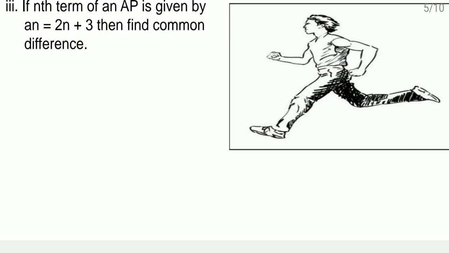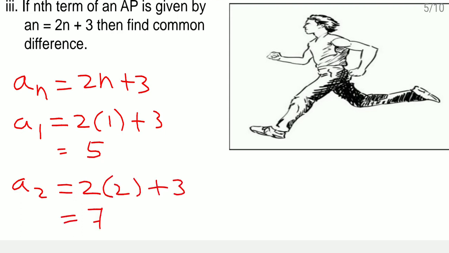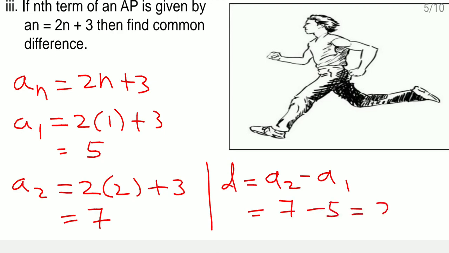Okay? Come to the third one here. If the nth term of an AP is given by this formula, an equals 2n plus 3, then find the common difference. So what I will do here, I will just replace this n with 1 so that I'll get the first term. So 2 into 1 plus 3, which comes as 5. Now I'll write down a2, just replacing n with 2 in 2n plus 3, which comes as 7. So the common difference, which is equal to a2 minus a1, which comes as 7 minus 5, is nothing but 2.